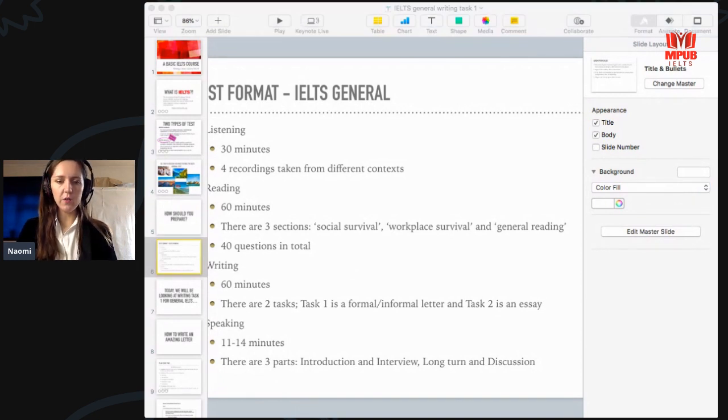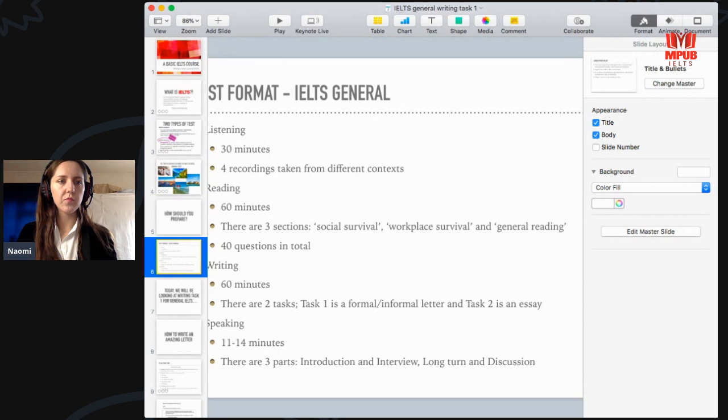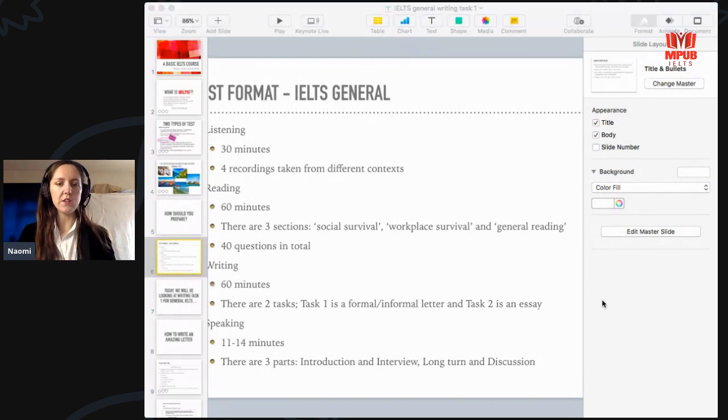Okay, so let's get back to the presentation. Good. So today we're going to be looking at the writing task for General IELTS. So we'll be looking at writing task 1. Can you remember what writing task 1 was?